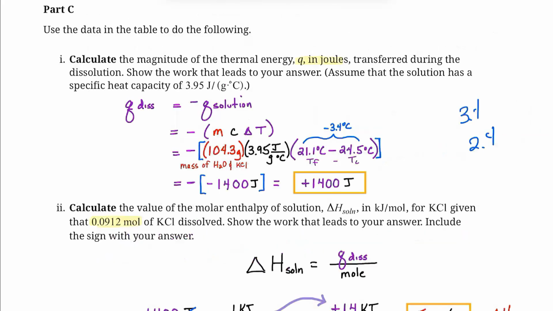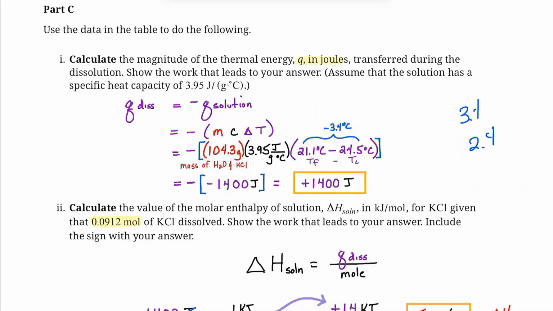Question 1C, here we are calculating the thermal energy, or Q, in joules. As they tell us, it's important that we understand that we have to answer in terms of what they ask for, transferred in this solution or dissolution reaction. Show the work that leads to your answer and assume that this solution has a specific heat capacity of 3.95.